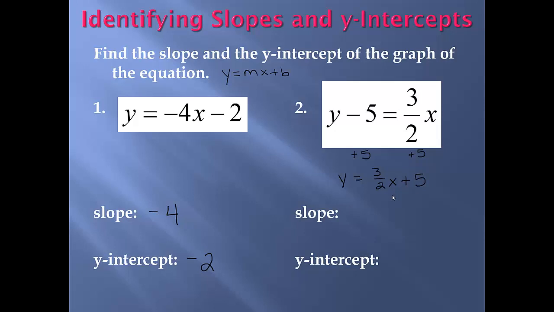Now that our equation is in slope-intercept form, we can go ahead and identify the slope and the y-intercept. The m in our equation would be 3/2. So 3/2 is our slope. And the plus b of our equation, we have plus 5. So that means that the y-intercept is positive 5, or just 5.